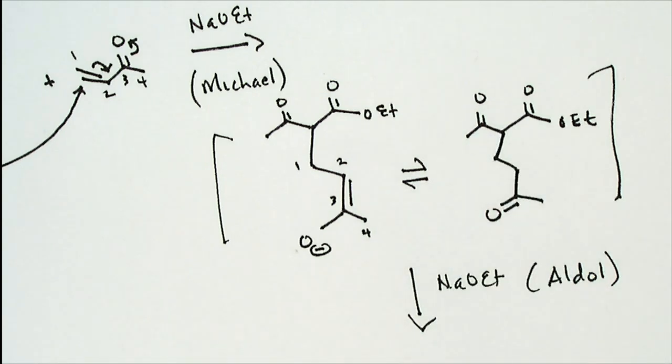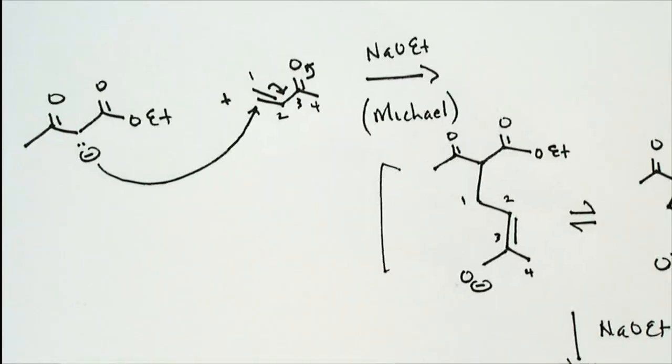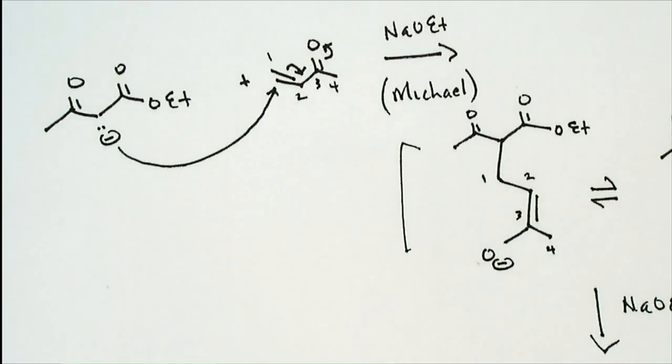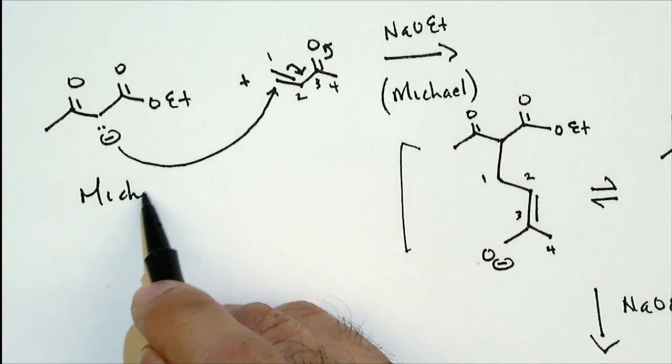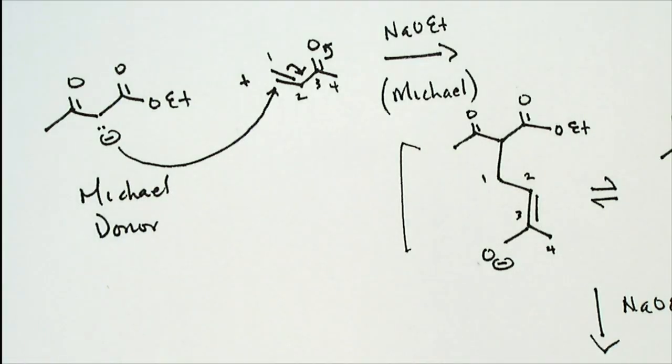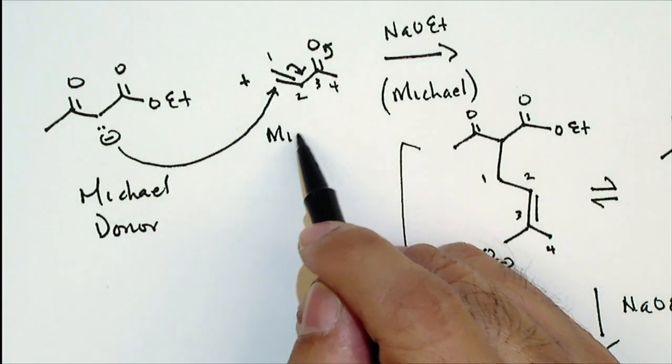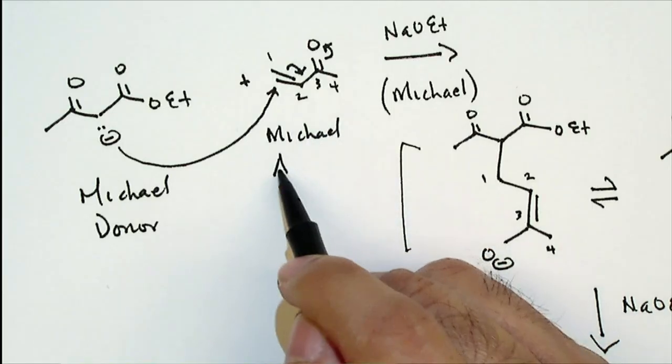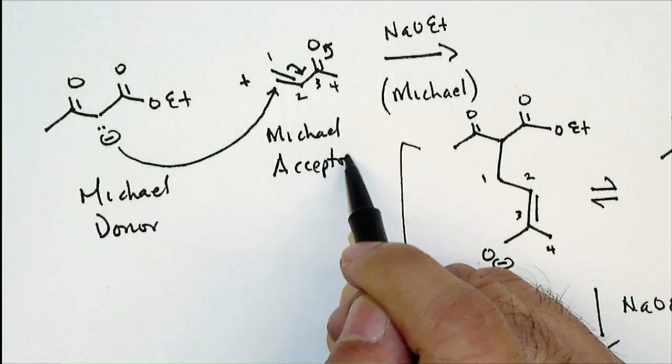Now, remember, let me just remind you that what I have here is the Michael donor, the one that's deprotonated and attacks. And what I have here is the Michael acceptor. So notice the pattern.